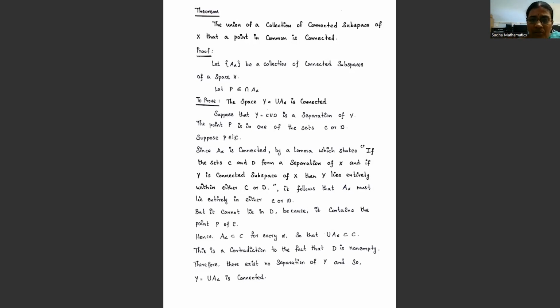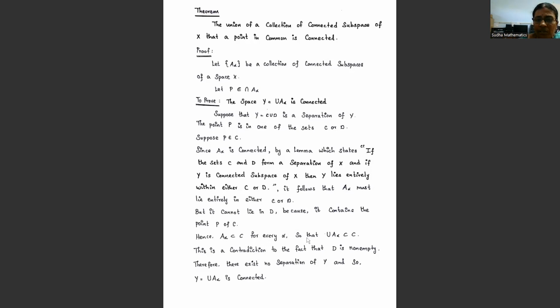Then what happens? Since A alpha is connected, by the previous lemma we have just proved, if Y is a connected subspace and C and D constitute a separation of X, then the connected subspace Y lies entirely within either C or D. So by this previous lemma, it follows that A alpha must lie entirely in either C or D. But this A alpha cannot lie in D because A alpha contains the point P of C. Since A alpha contains the point P of the subset C, hence A alpha must lie in C for every alpha. So the union of A alpha must be contained in C.